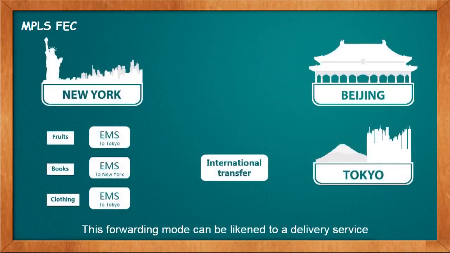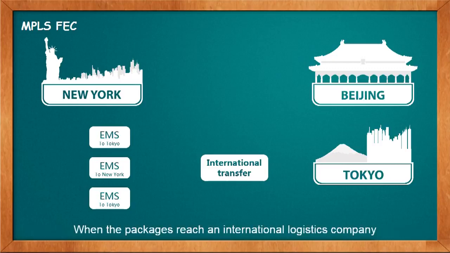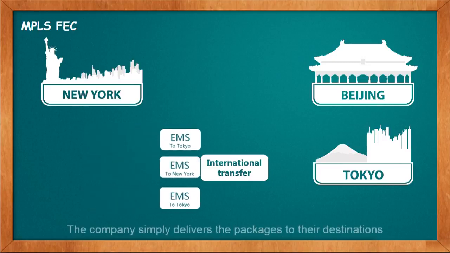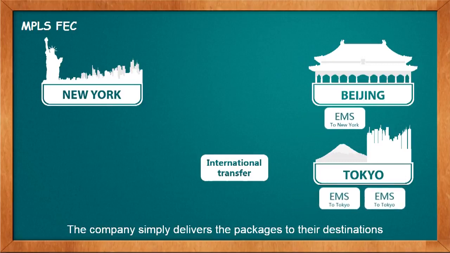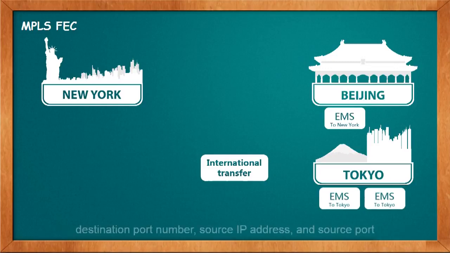This forwarding mode can be likened to a delivery service. For instance, various items are packaged in New York and sent to different destinations. When the packages reach an international logistics company, the company does not check what each package contains. The company simply delivers the packages to their destinations. This processing mode is similar to FEC processing in MPLS. MPLS nodes do not care about the contents of each packet. Instead, they simply classify packets based on the destination IP address, destination port number, source IP address, and source port.